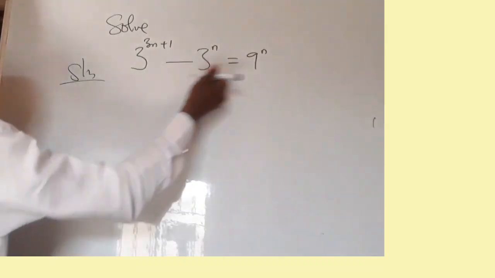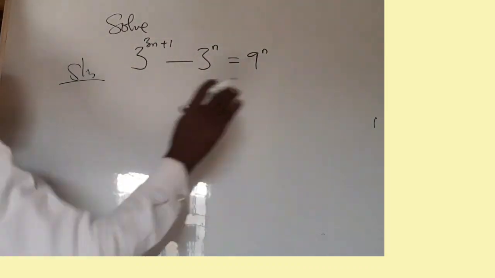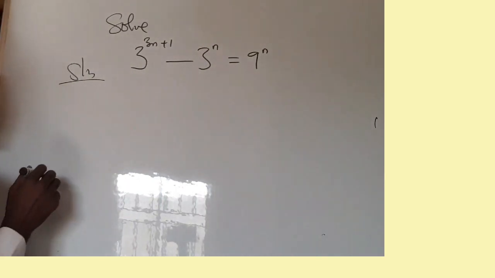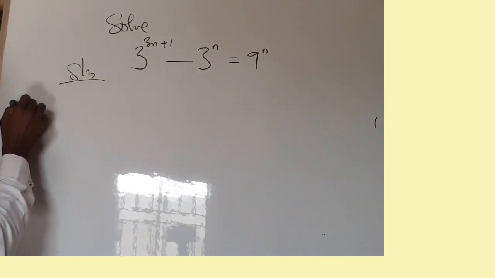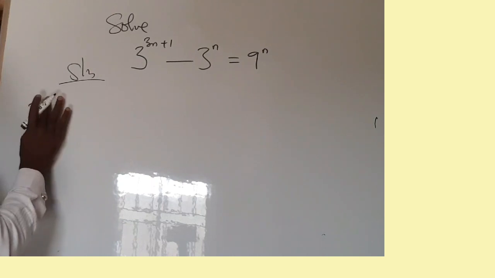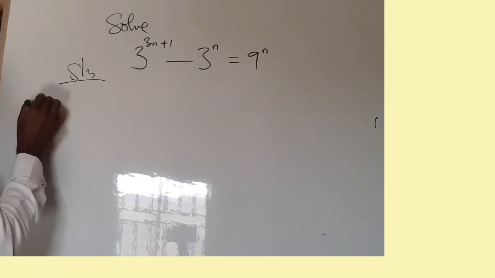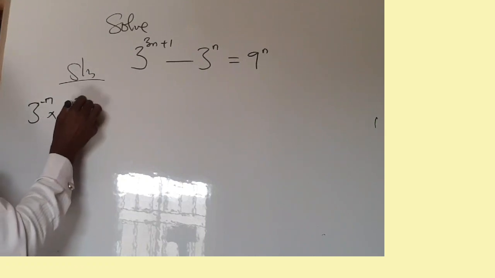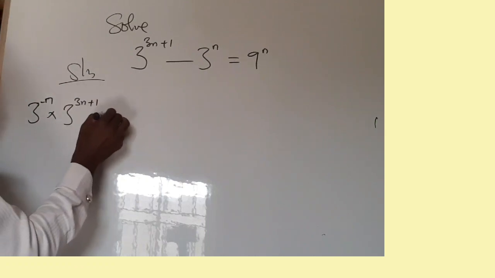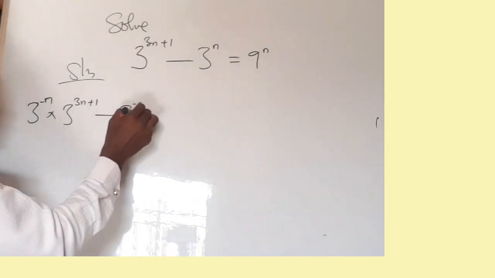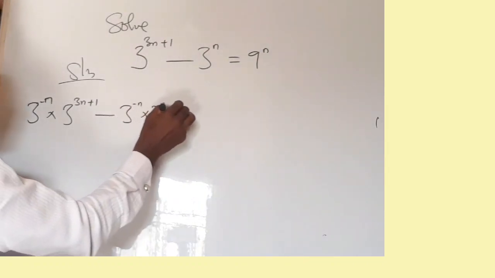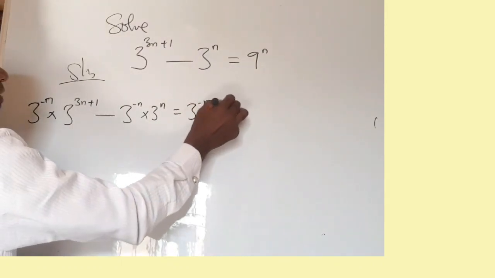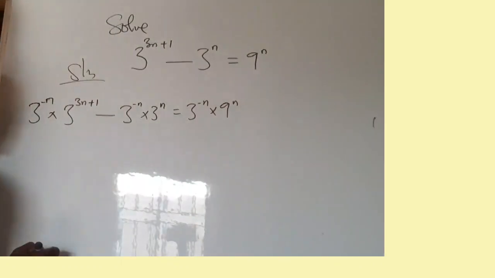One of the simplest ways to approach this problem is just to multiply the whole of the equation by 3 raised to power negative n, so that we have 3 raised to power negative n times 3 raised to power 3n plus 1, minus 3 raised to power negative n times 3 raised to power n, equal to 3 raised to power negative n times 9 raised to power n. That is the first step.